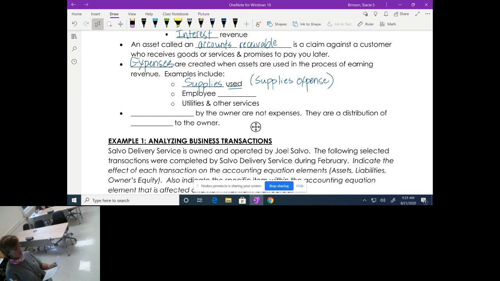All right, so supplies used, employee wages. I said that was an expense. So you'll see wages expense. You'll see salaries expense.